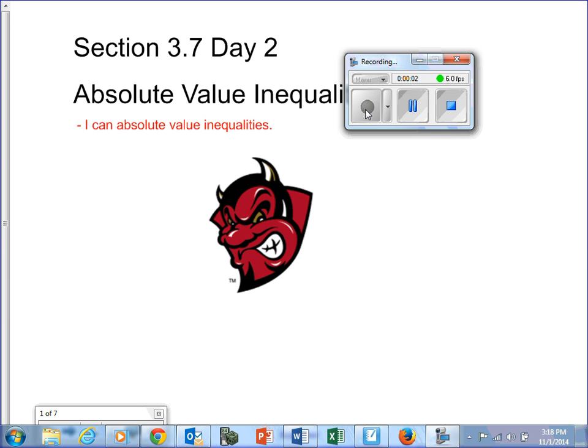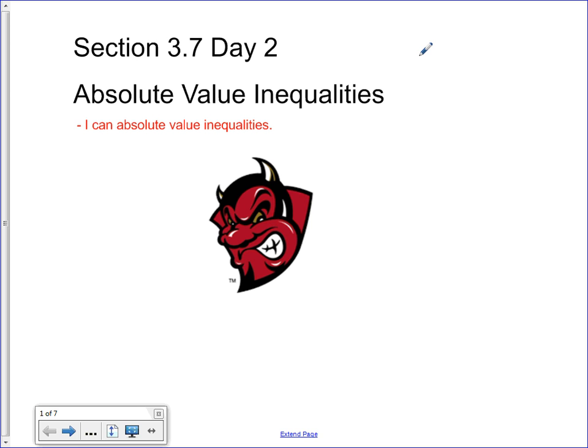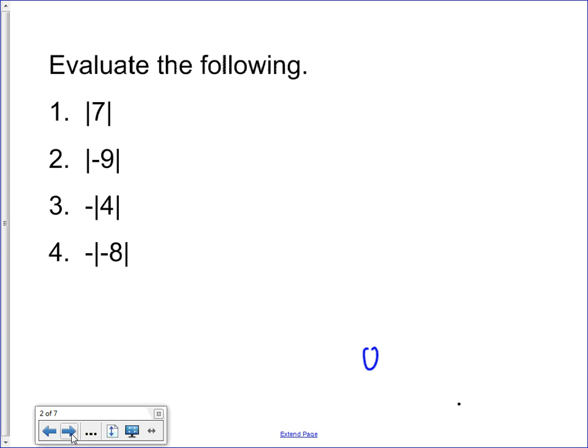Okay, welcome. Today we start the second day of section 3.7, and today we're going to deal with absolute value inequalities. Yesterday you should have seen absolute value equations. Today we're going to be looking at absolute value inequalities. A lot of similarities, a couple things that we have to do a little bit differently. First of all, I just want you to try and solve these four absolute value expressions. See if you can evaluate and see what you get.